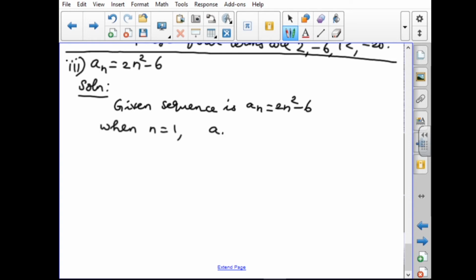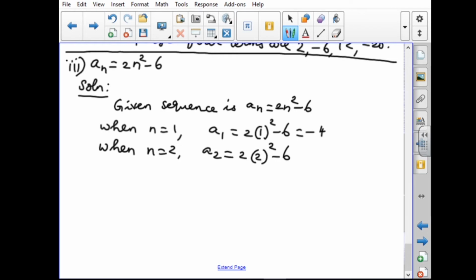n equal to 1 means a1. So 2 into 1 square minus 6. 1 squared is what? 1. So 2 into 1, 2. So 2 minus 6 is what here? Minus 4. When n equal to 2, a2 equal to 2 into 2 square minus 6. 2 squared is 4. 4 2s are 8. 8 minus 6 is what?